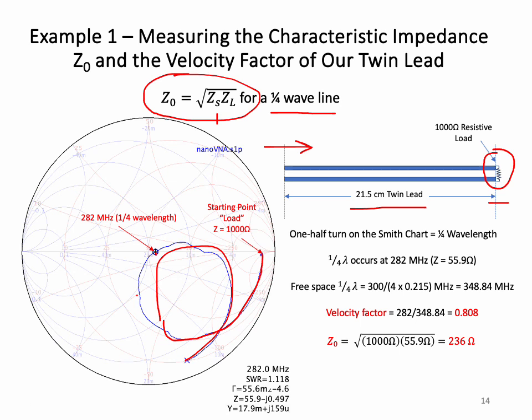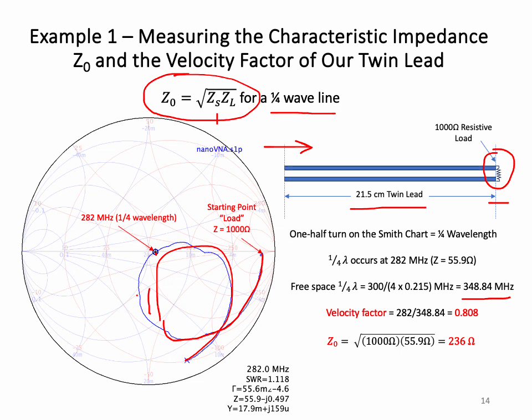At that frequency, we've moved half a turn around the Smith chart, which is equivalent to a quarter wavelength. So from the measured frequency that we see here, we know that a quarter wavelength with this dielectric material is 282 megahertz for a piece that's 21.5 centimeters long. But if we calculate the frequency in free space of a 21.5 centimeter line, it comes out to a frequency of 348.84 megahertz, much higher.